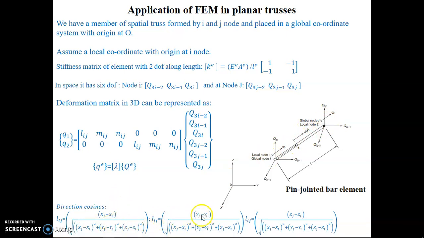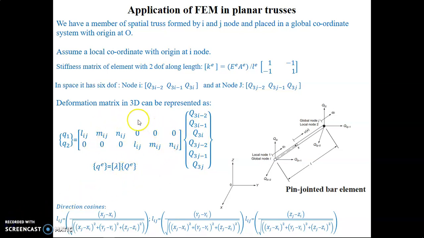Similarly, we will obtain yj minus yi, that is the length of the element along the y direction, divided by the length of the beam or length of the member. This will give the direction cosine along the y direction. And finally, the direction cosine along the z direction will be obtained as zj minus zi divided by the length of the beam. So these expressions will map the local deformation with the global deformation of the element.